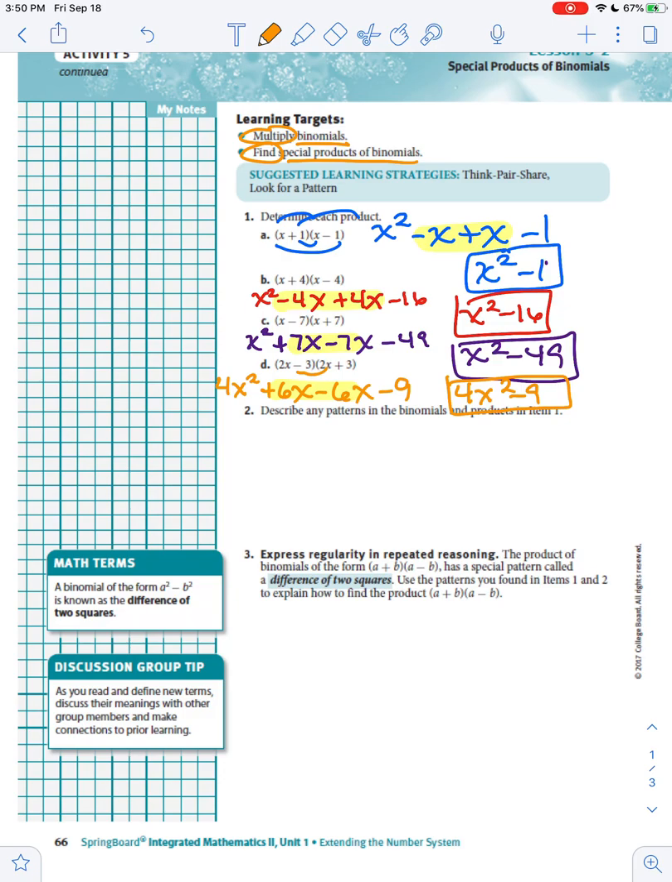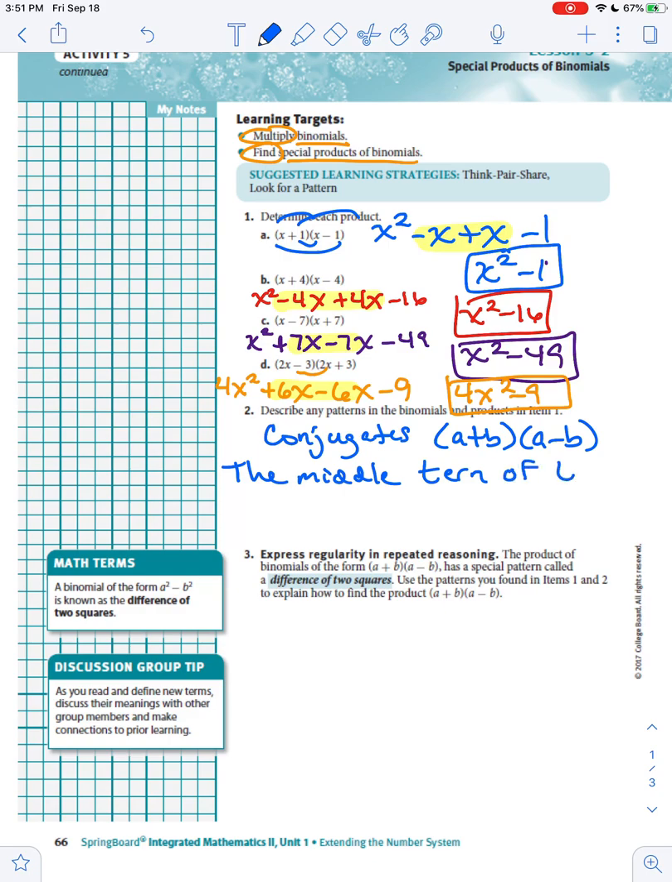Okay, so we should notice some patterns. We talked about them quite a bit. So first of all, we see that the quantities are what we call conjugates. Okay, so conjugates are quantities like a plus b times a minus b. So the two quantities only differ by their sign in the middle. Okay, and when you have that, when you try to multiply conjugates like a plus b and a minus b, the middle term of the product is always going to be 0.